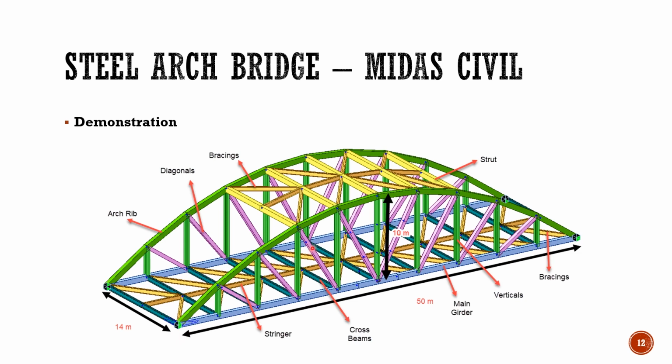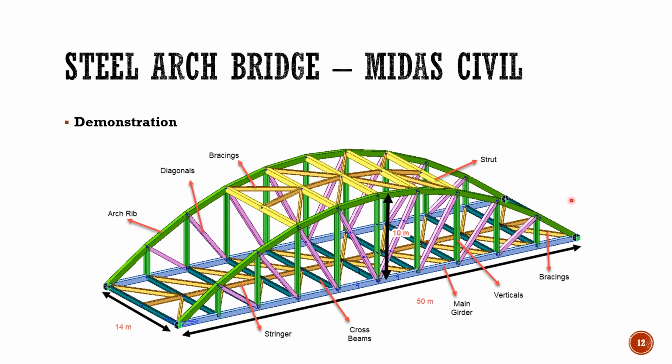The arch rib and the main girder are connected with the help of vertical members, diagonal members, and the spandrel. Further, the two arch ribs are connected to each other with the help of strut members, and we have provided bracings to support these strut members as you can see over here. Further, a simply supported boundary condition is provided to this bridge as you can see.